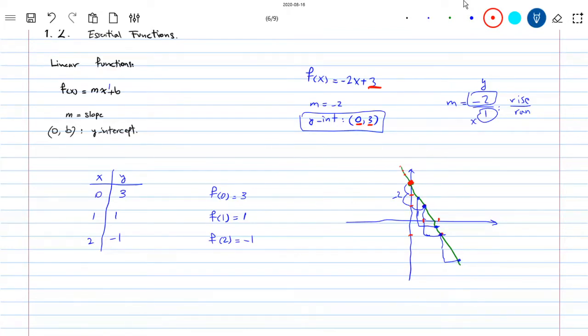Where do we get that 3 from? And how do I know this is always the y-intercept? If you pick x equal to 0, this term always disappears. 2 times 0 is 0. Negative 2 times 0 is 0. So you'll get 3. So this is basically your y value.